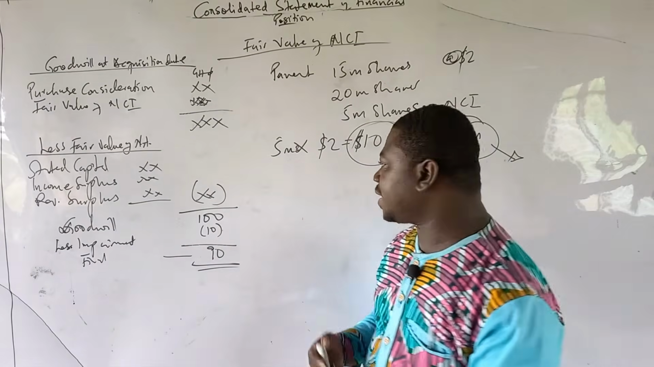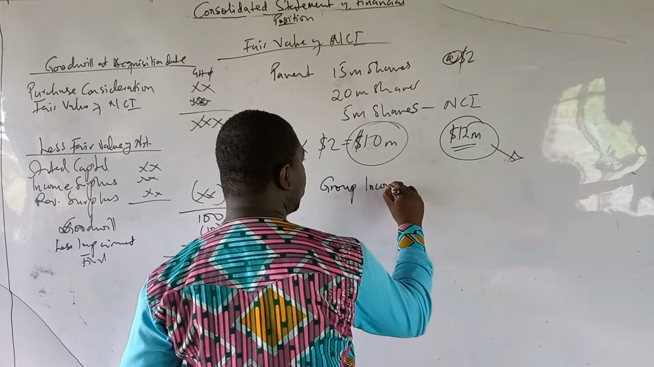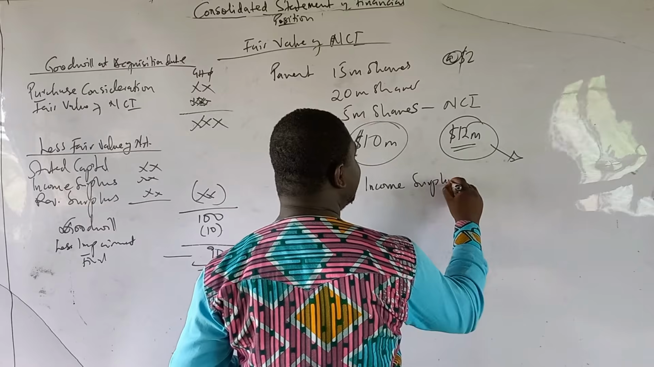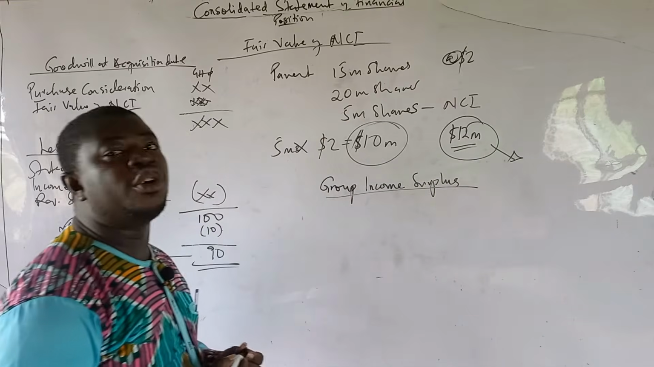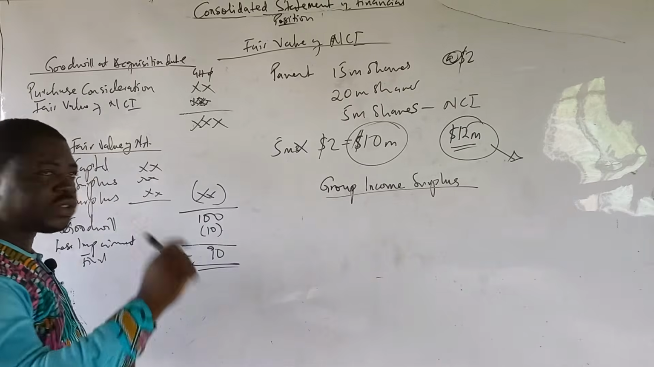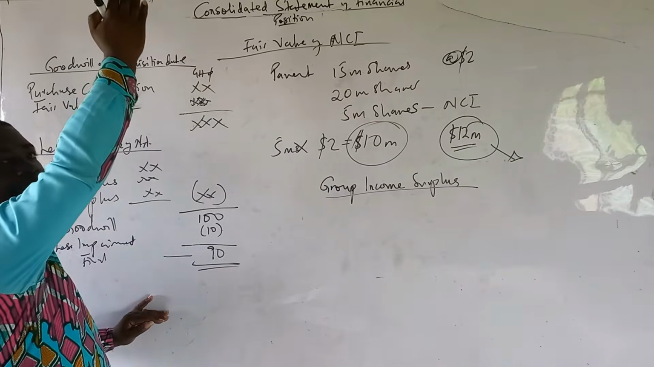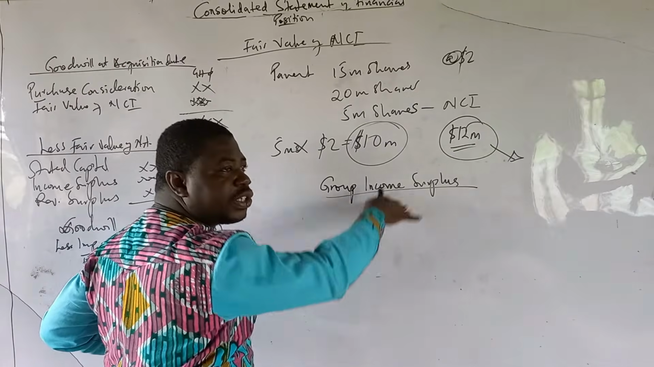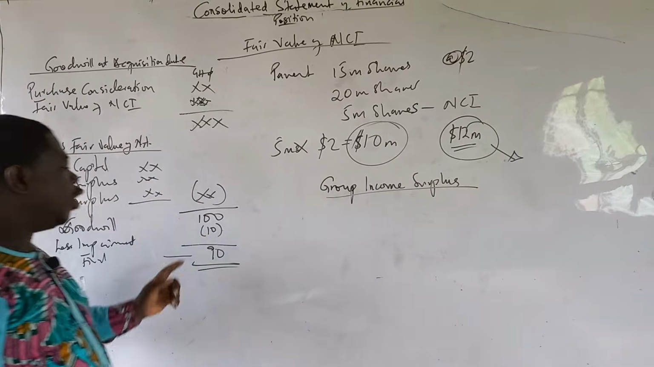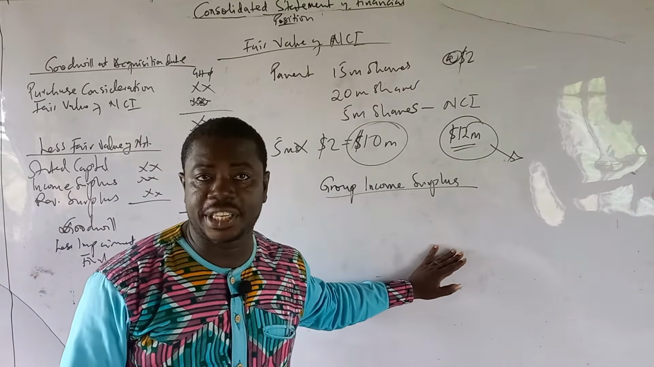The second part is that when you are doing your group income surplus, you are going to subtract the impairment of goodwill as well. If you don't do, your consol will not balance, because your consolidated statement of financial position will not balance. Because this goodwill is going down in the asset column, the group income surplus is going down in the equity column. So if the goodwill is reducing by 10, the group income surplus, it will affect the profit as well.